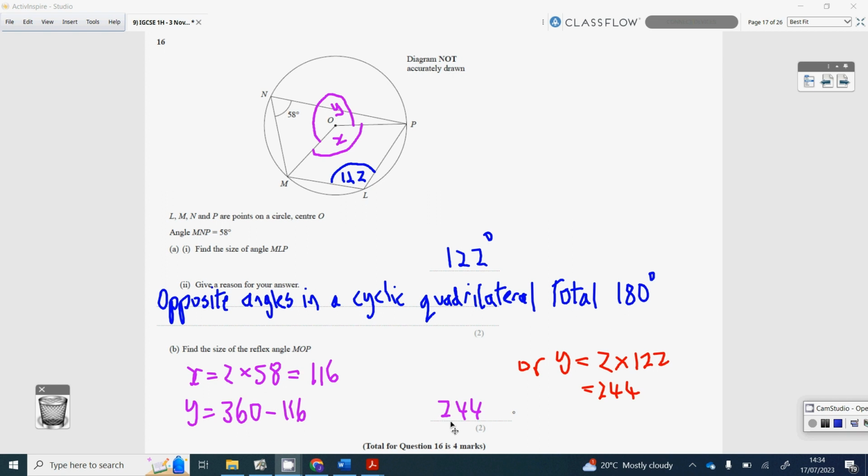Now, there was a quicker way to do that. You could have looked at it from the other point of view, that starting off from here, this angle at L, the 122, is going to be half the angle Y. So you could have just gone straight to the answer, what Y was, by doubling the 122, this bit in red.